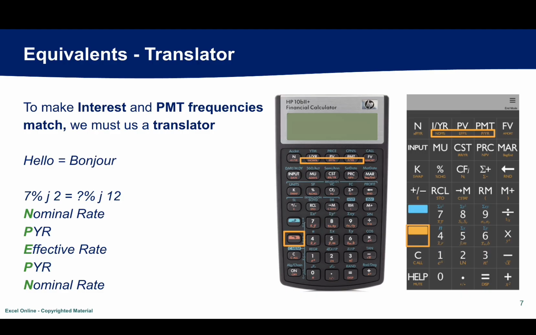Now, we don't want the rate to be in J1, so we have the second P in NPEPN, which is PYR again. We save the compounding periods that we want into PYR. The last step is N, nom again. We press this button to get the final translated rate. So we press nom one last time.